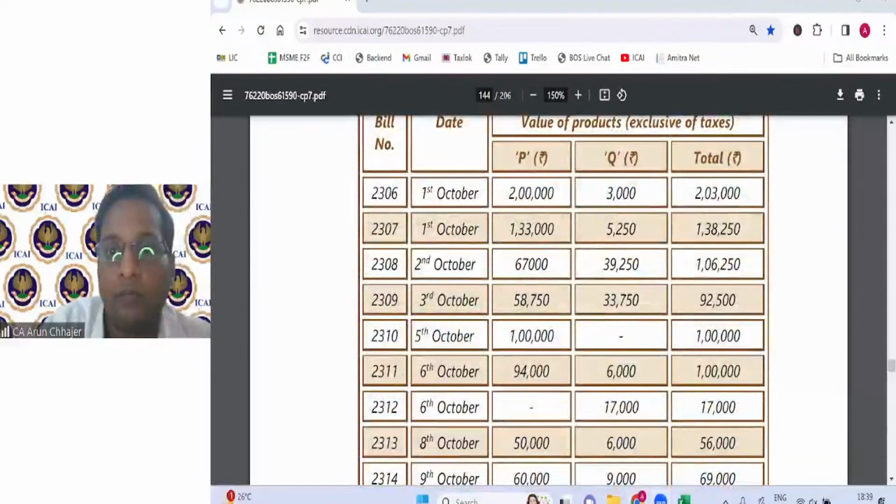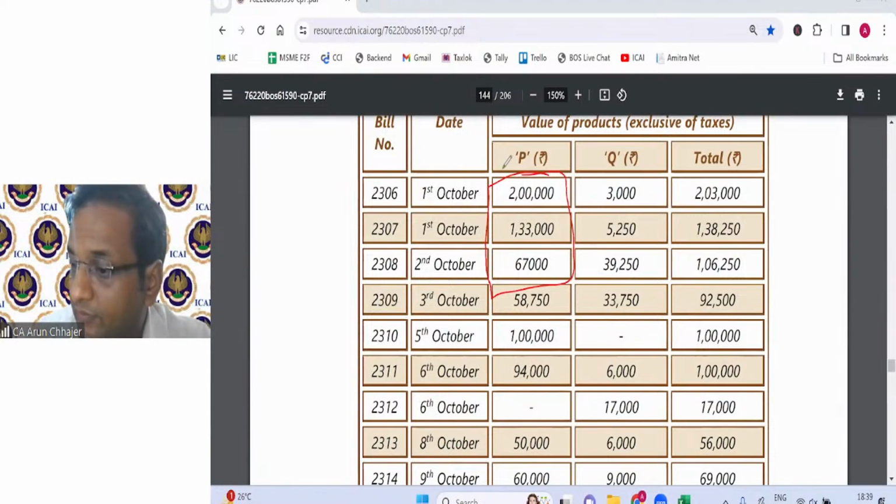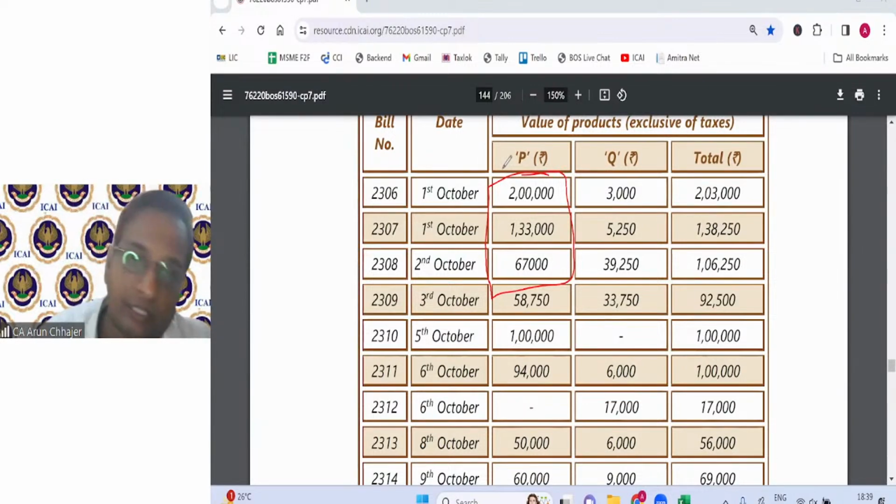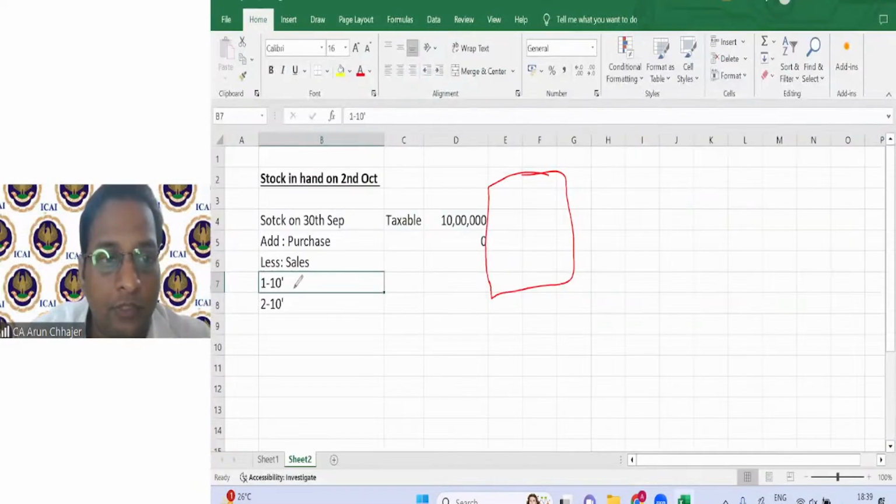So make a total. This much of the 2 lakh plus 1,33,000 plus 67,000. I can say the total is 4 lakh. So what is 4 lakh? Selling price.